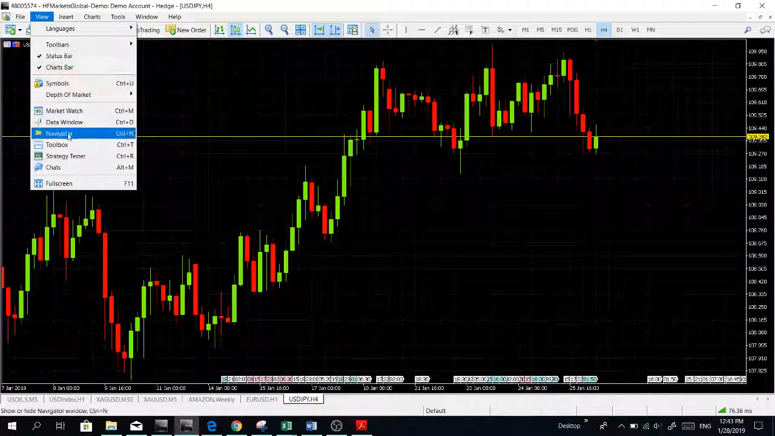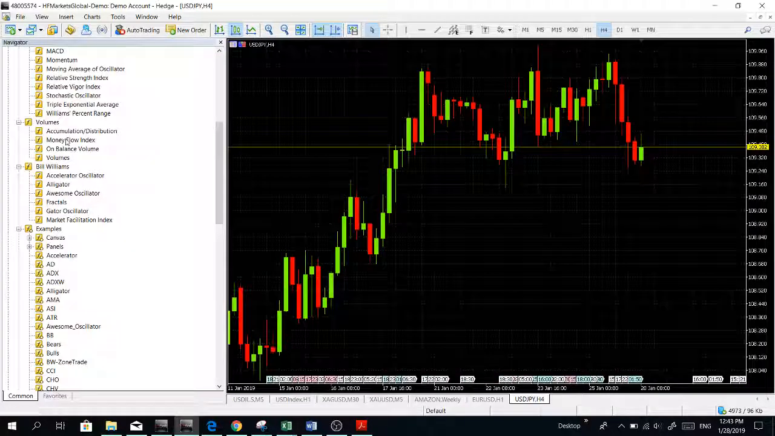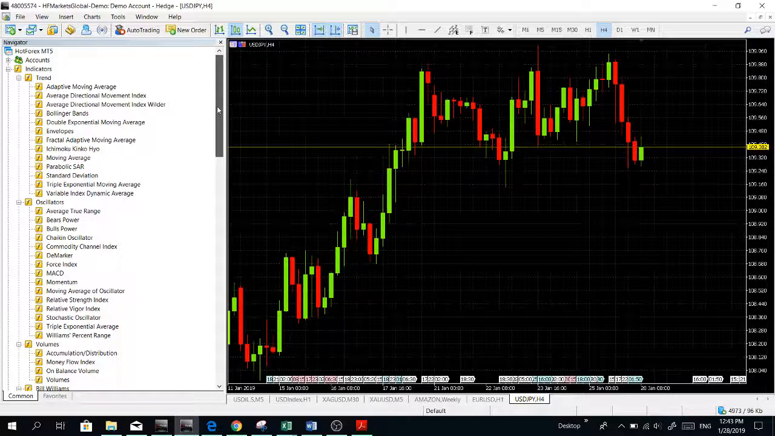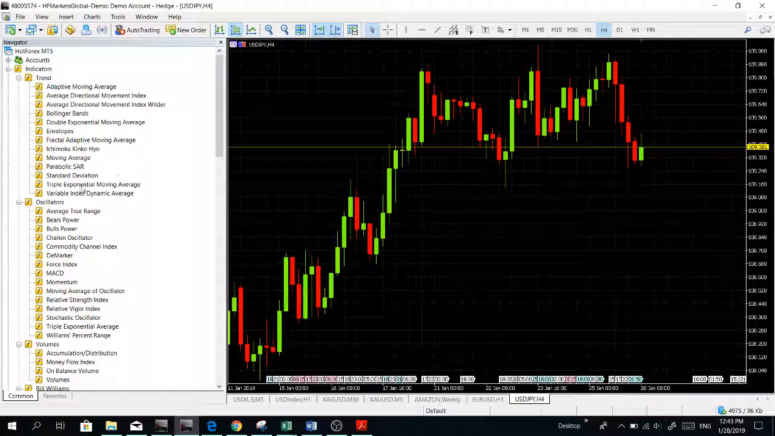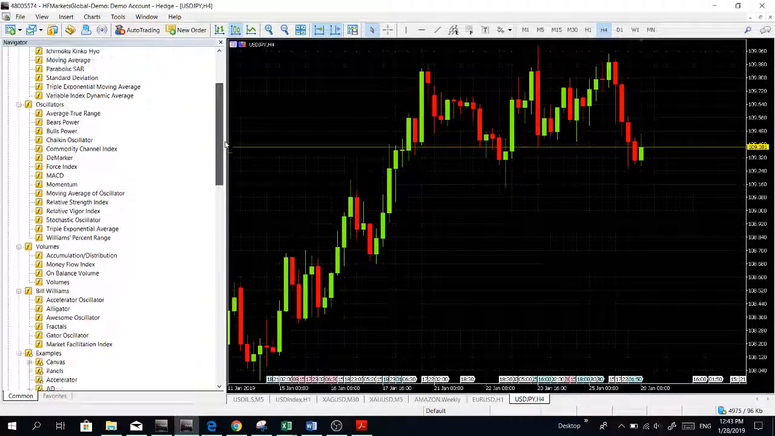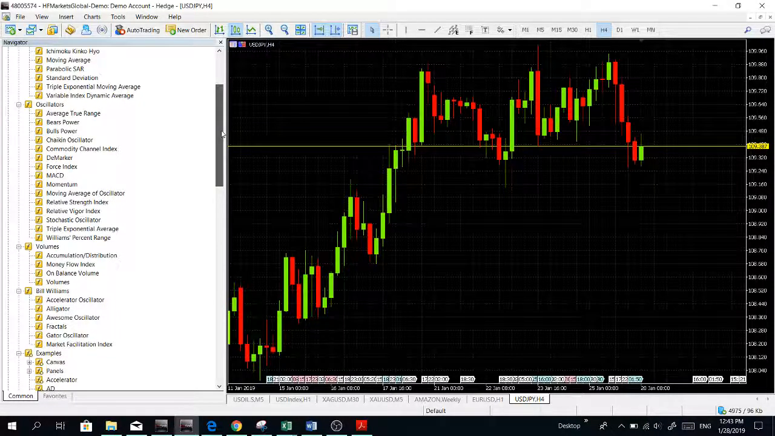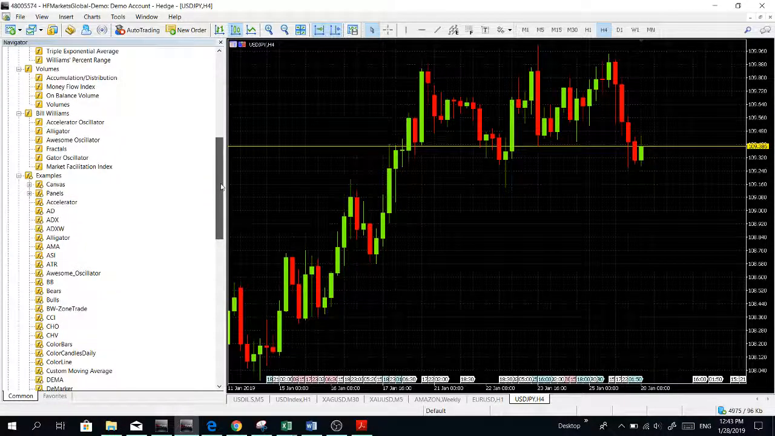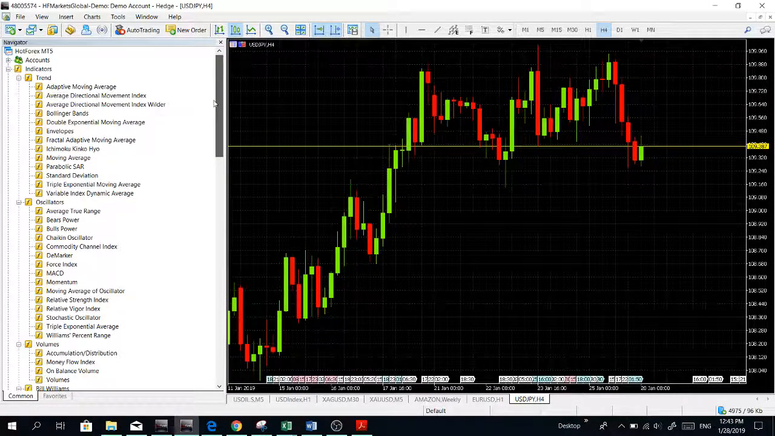Here is the way we can add indicators in MetaTrader 5. As I told, there are trend, oscillators, volumes, and momentum indicators, right? So we can find this RSI here first of all and go to the settings.